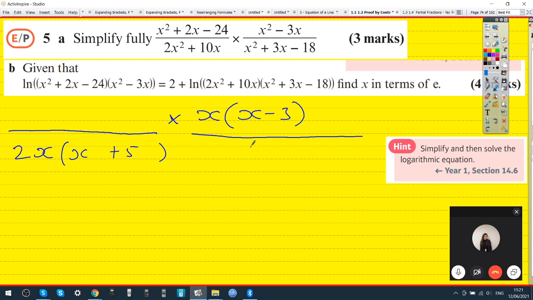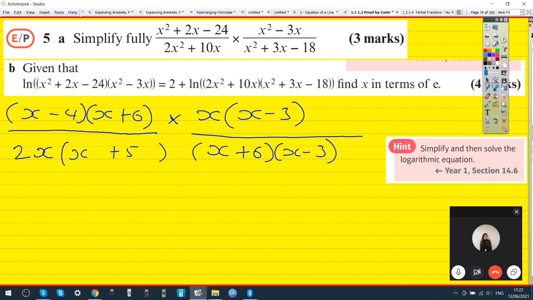Let's see. They really didn't. Alright, we better use the calculator for the others then. Let's use the calculator to factorize the top left. You get x equals 4 and x equals minus 6, so that becomes x minus 4, x plus 6. And you'll do something similar for the bottom right. I think you get x plus 6 and x minus 3.